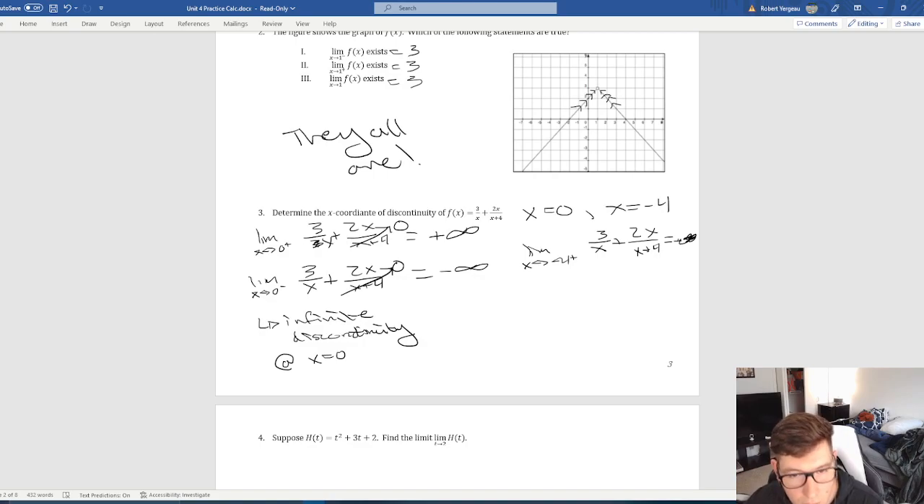Let's zoom in on what's fully going on here, because really what we're looking at is 2x over x plus 4. Now, if I substitute in a negative, technically the bottom is going to be a negative, and the top is also going to be negative. And so, if we have a negative over negative, we have a positive. So it's going to be infinity.